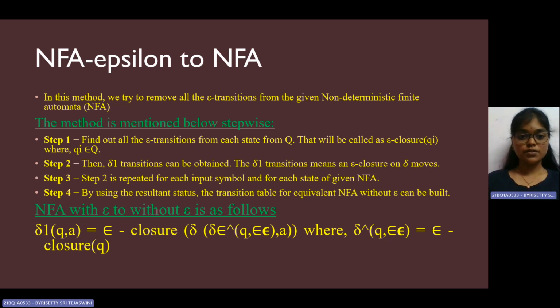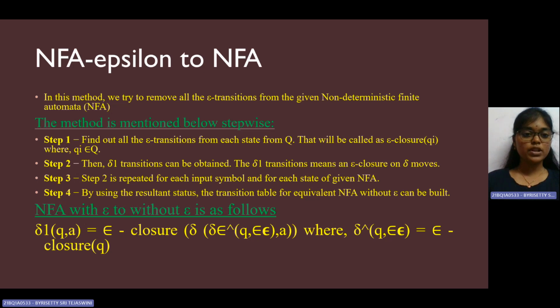Once the delta values are found, step 4: using the resultant states, the transition table for the equivalent automaton without epsilon can be built. The epsilon closure values will be used at the last, and by seeing the epsilon closure values, the NFA without epsilon transition diagram can be built from those states.